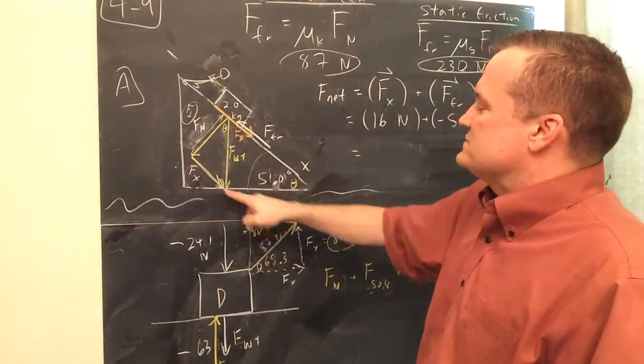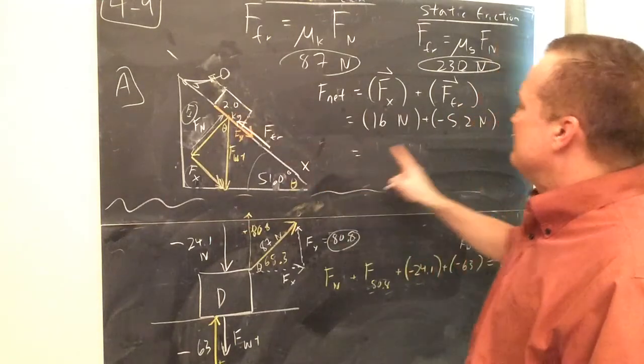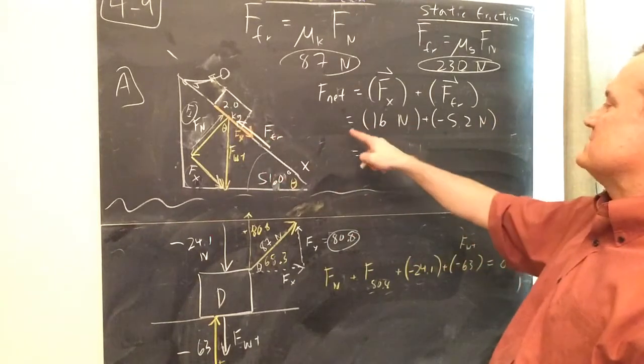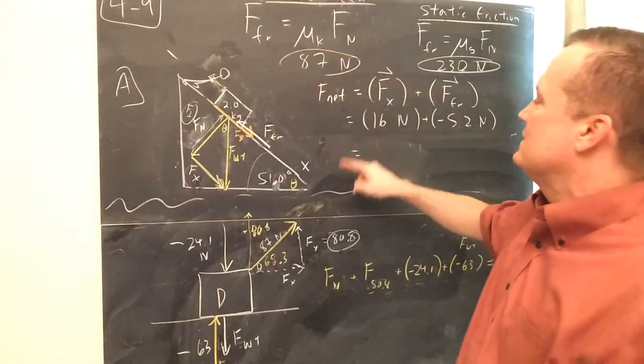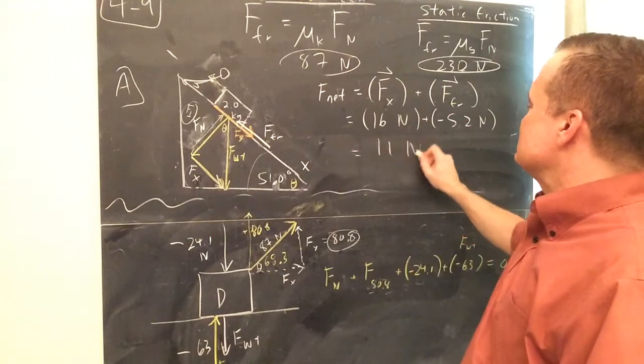the component of gravity is pulling at 16 newtons on this box, but friction is only 5.2 newtons negative. So that means it's going to obviously have a net force on it. So the net force will equal 16 minus 5, 11 newtons.